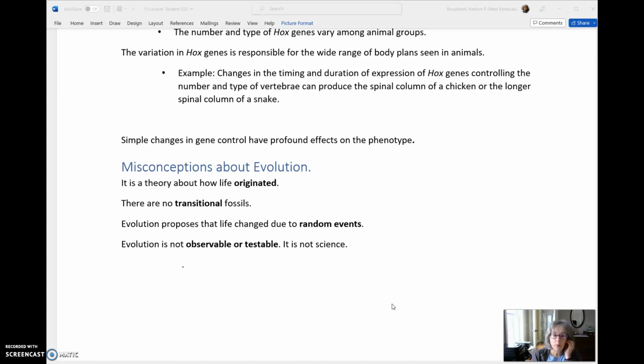Some say evolution is not observable or testable. It's not science. Well, that's not true, because we can actually see evolution in action. When we do more on evolution later in the term, we'll see evolution happening in natural populations. And that's it.